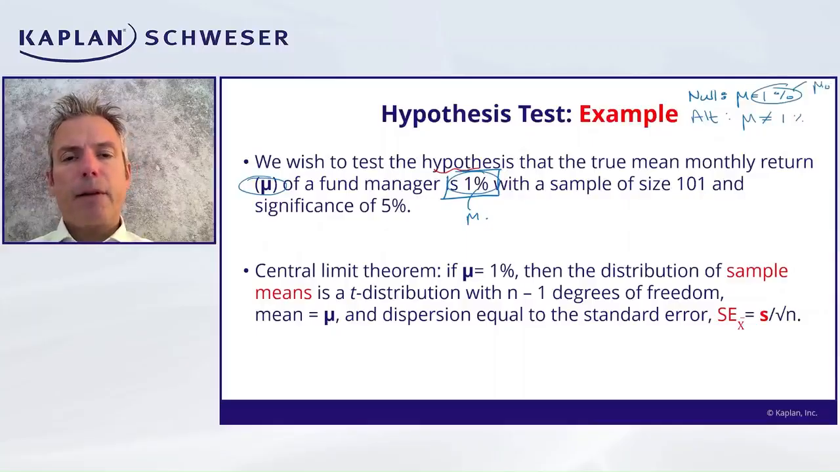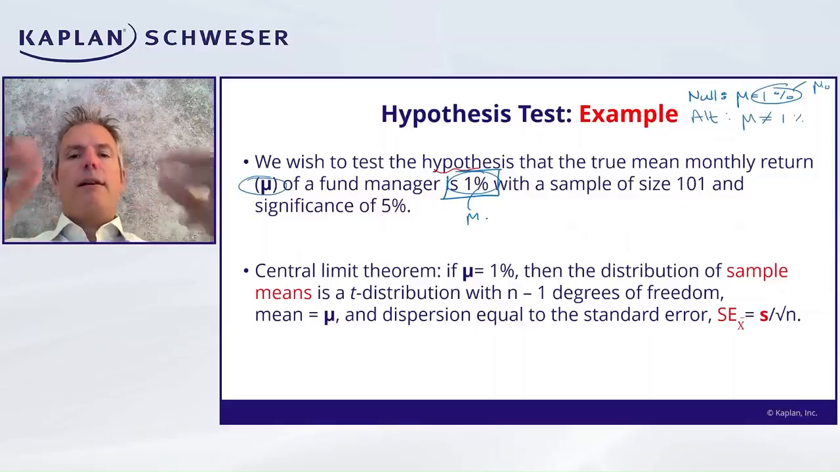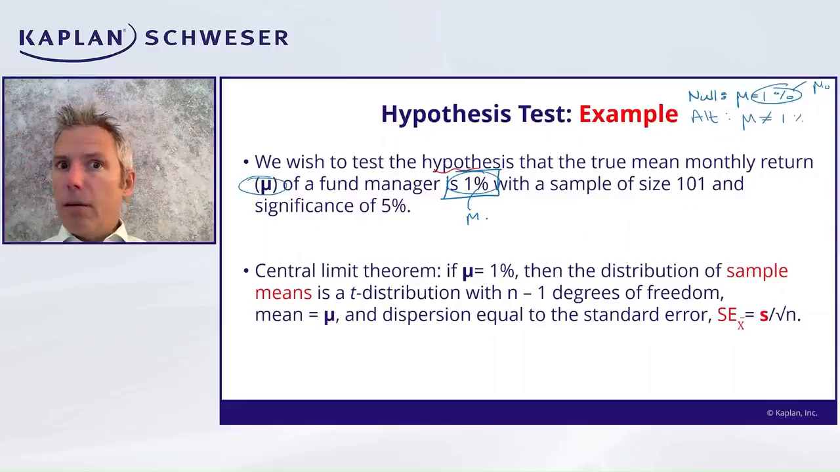So hypothesis tests always begin with this rather strong statement. I think that mu is 1%. Now what we do is we take a sample and we think about how likely it is we'd observe that sample under null conditions. If it's too unlikely, we reject the original null hypothesis. That's the idea.